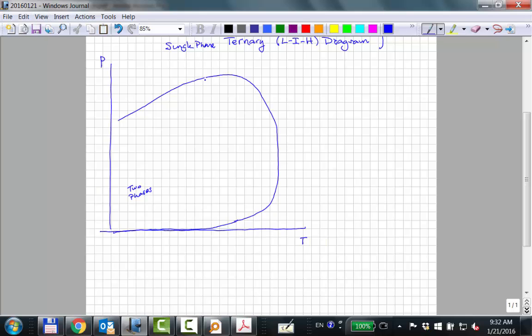Now, somewhere along here, I'm just going to mark a point. This point is not at the very top of the maximum pressure. It's not at the top. It could be down here. It could be way over here. But that point differentiates the line of bubble points. So this is the line of bubble points, the bubble point line. Okay?